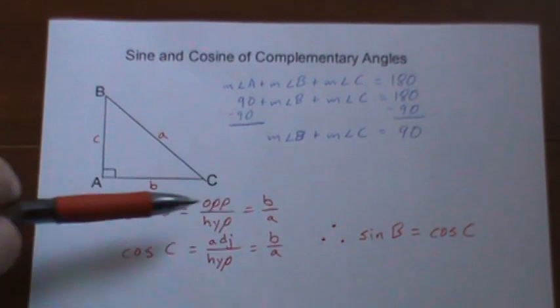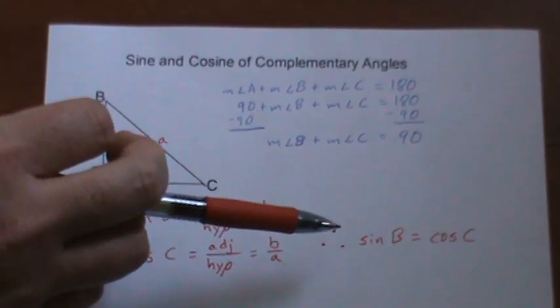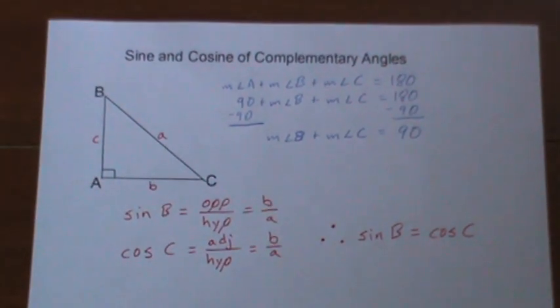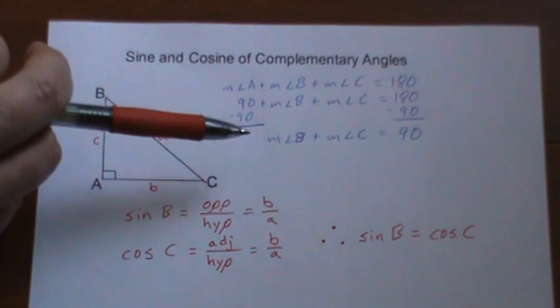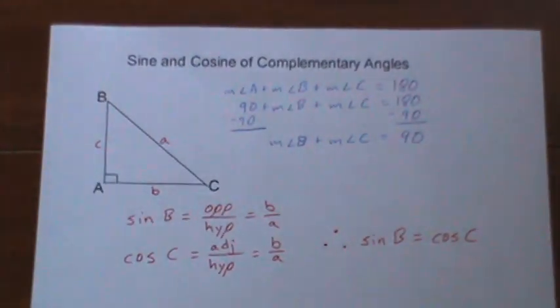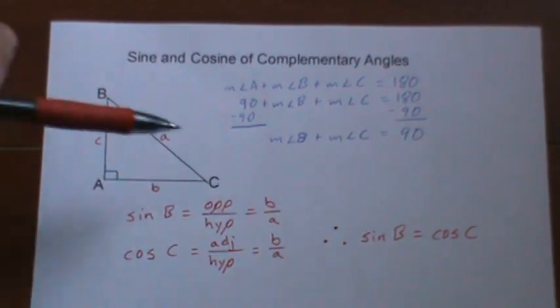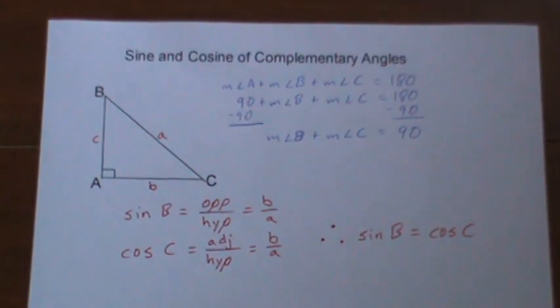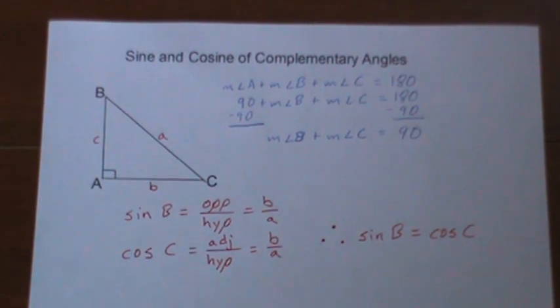Since they're both equal to the same ratio, we're allowed to conclude that the sine of B is equal to the cosine of C. So in general, if we know that the measures of two angles have a sum of 90, then we know that the sine of one of them is equal to the cosine of the other. And that's the point of today's lesson. So let's try an example problem.